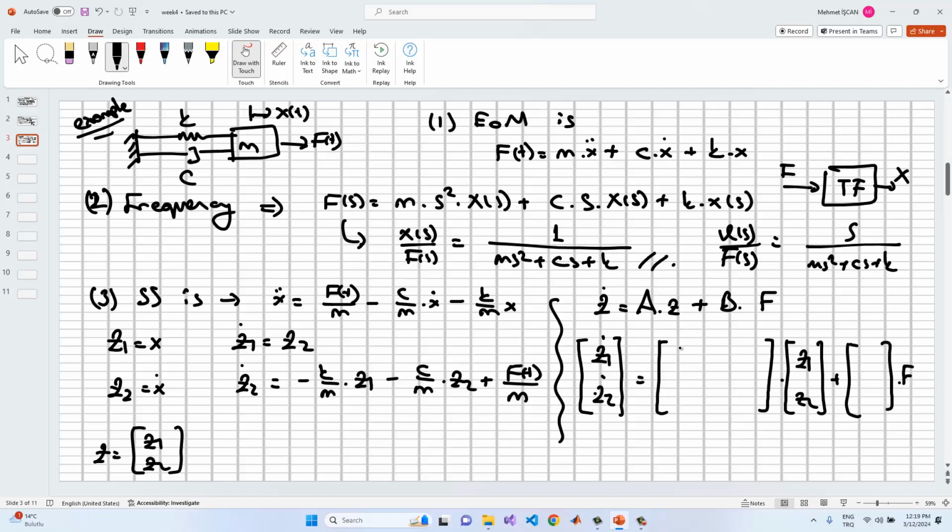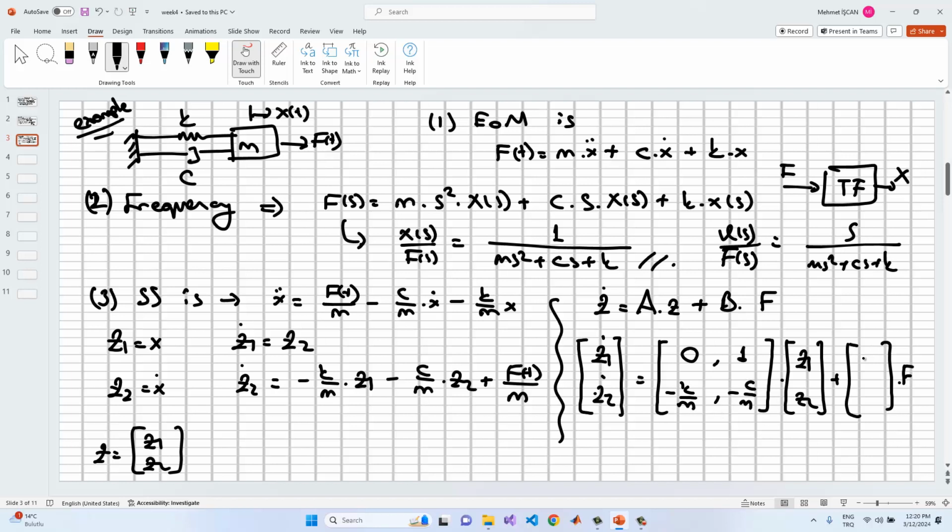And so, what's the first parameter of this term? Z1 dot does not include the Z1, right? And so this is 0. And so we have the 1 for Z2, and so we should give the 1, right? And so Z2 dot possesses the Z1, right? And so minus K divided by M should be given in here, and also we have the minus C divided by M should be given in here, right?